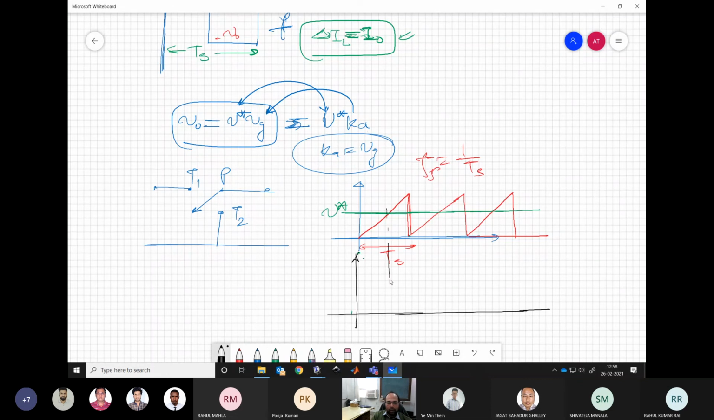Whenever our V star is greater than our carrier, we keep our switch on. Whichever is the active switch, let's say this is our main switch which is connecting to the source or charging the circuit, then we connect that. And for the rest of the time, we keep it silent, which means connecting the other switch. And this cycle repeats.